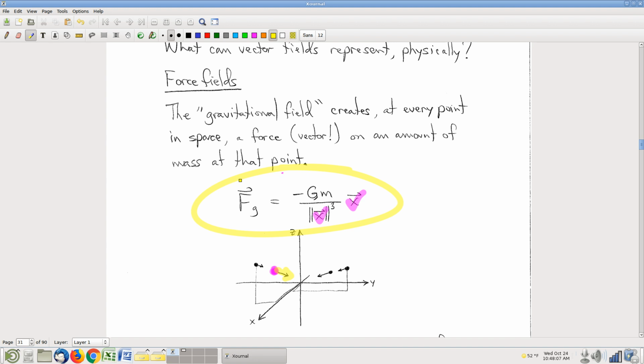The further the point is away from the origin, by the way, this mass is thought of as being at the origin, the further you are away from where the mass is, the smaller this vector field is going to be. So the weaker the gravitational pull is out there. And again, highly relatable. Everybody on board? Okay.